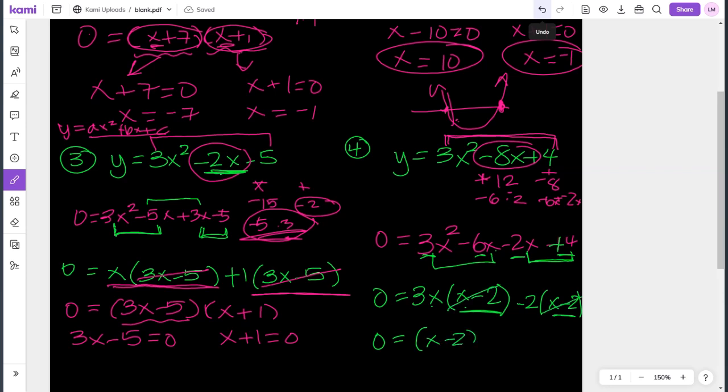I'm going to factor out the x minus 2. That leaves me 3x minus 2. Now I can use the 0 product property and set each factor equal to 0 and then solve for x, and that gives me my x-intercepts. I'll let you finish those last two, and I will see you guys soon.